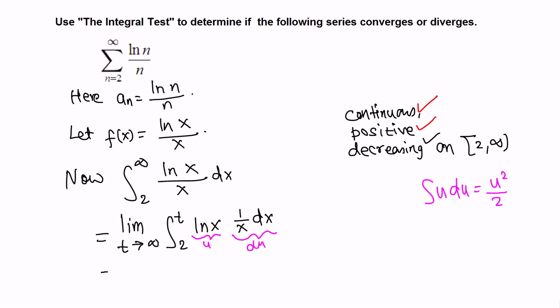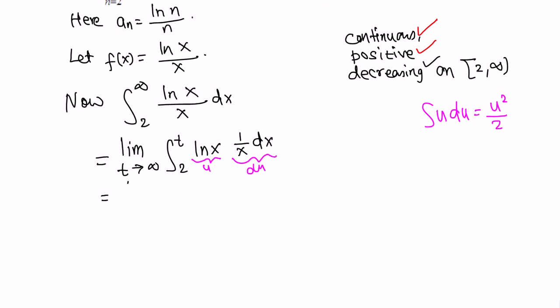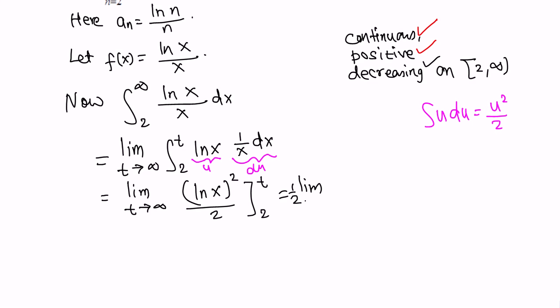So limit as t goes to infinity, the antiderivative of u du is u squared over 2, so natural log of x squared over 2, and we want to evaluate from 2 to t. The 1/2 can be pulled all the way outside: 1/2 times the limit as t goes to infinity of, upper limit replace x by t, natural log of t quantity squared, minus lower limit natural log of 2 squared. This is a fixed number.